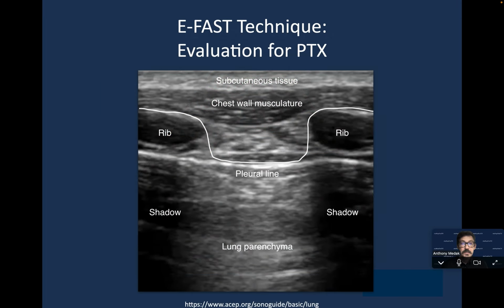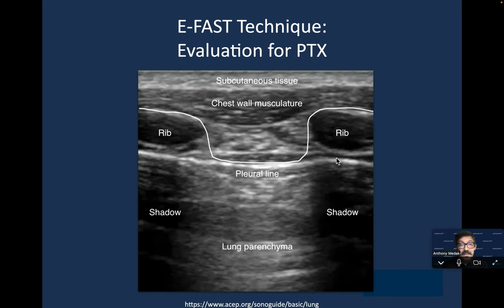So let's see what that looks like in a still image. So again, this is skin and subcutaneous tissue. This is the chest wall musculature. Here is one rib, and you can see that because there's a bright white from the bony cortex and then a shadow behind it. And then the next rib, inferior to that, is going to be here. Bright white, black, and then the shadow behind it. So you know this is one rib. This is the next rib down.